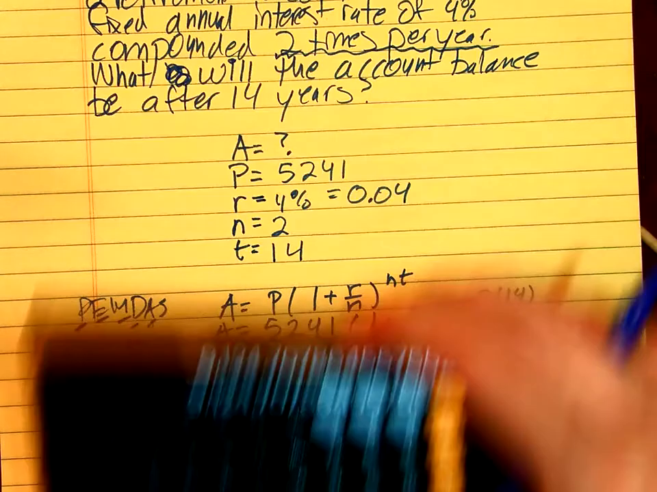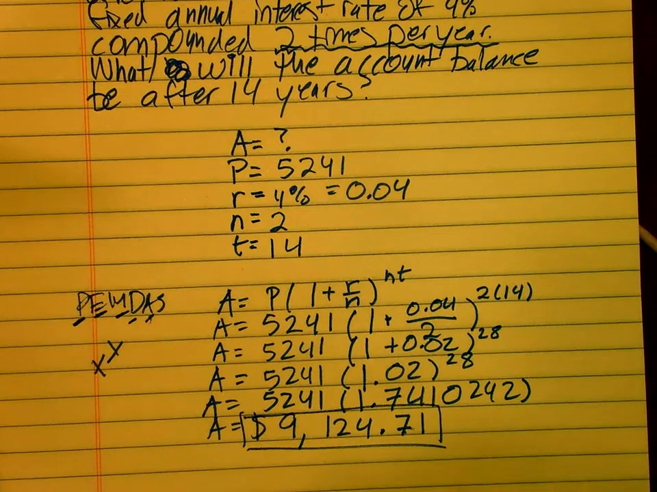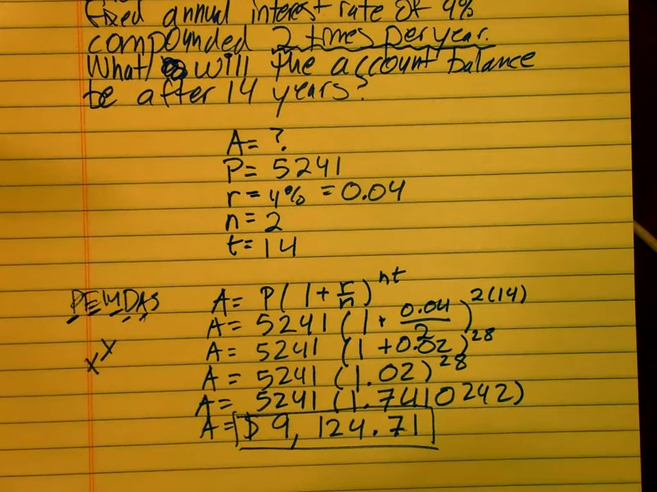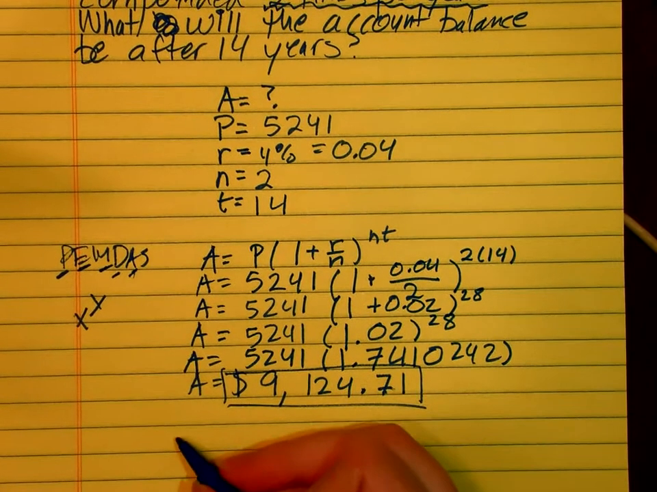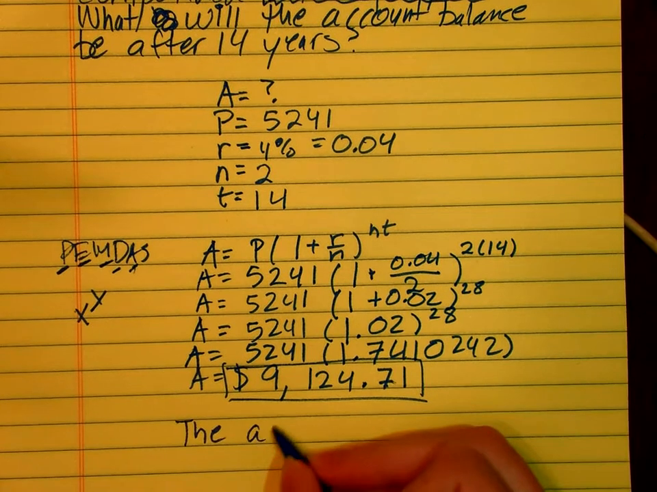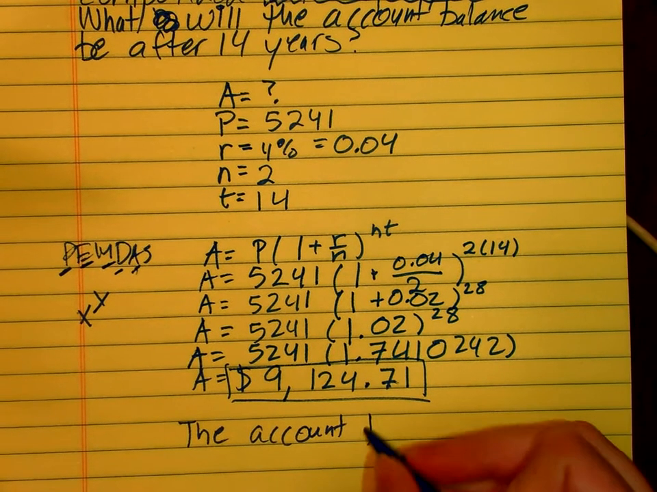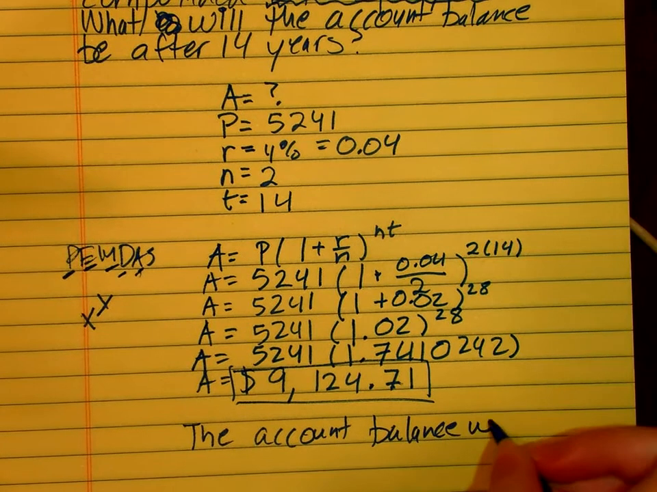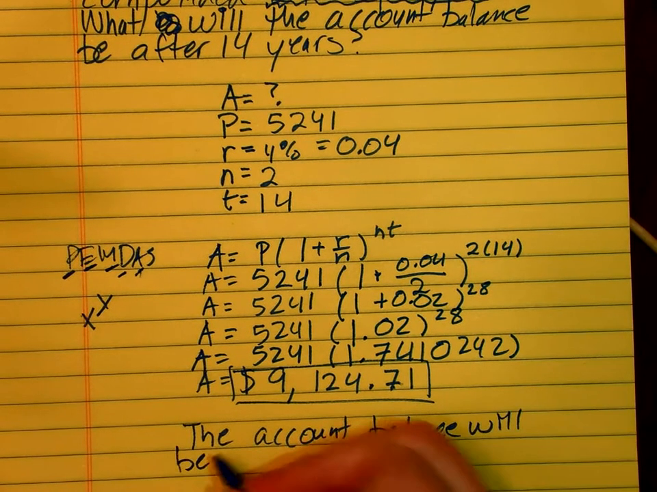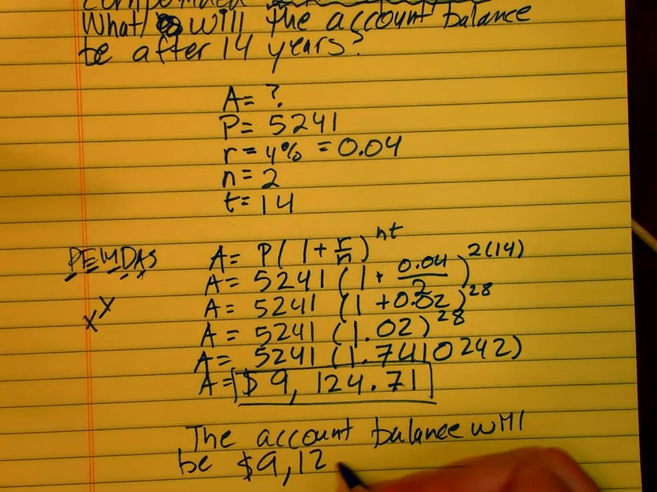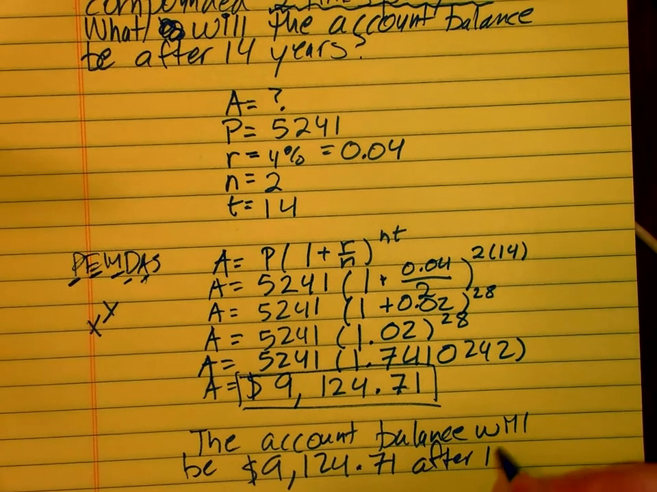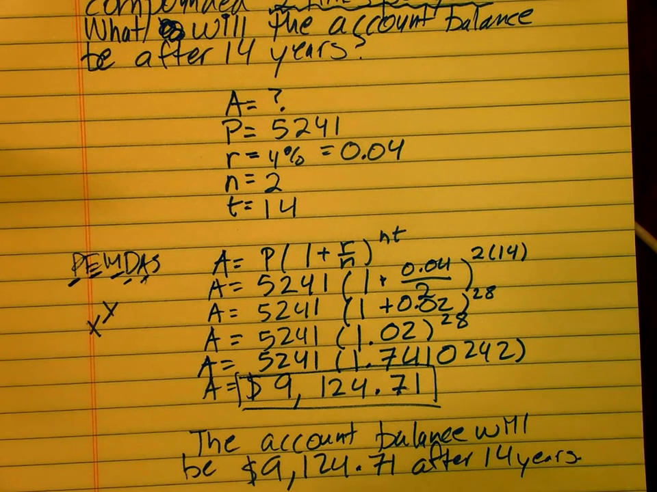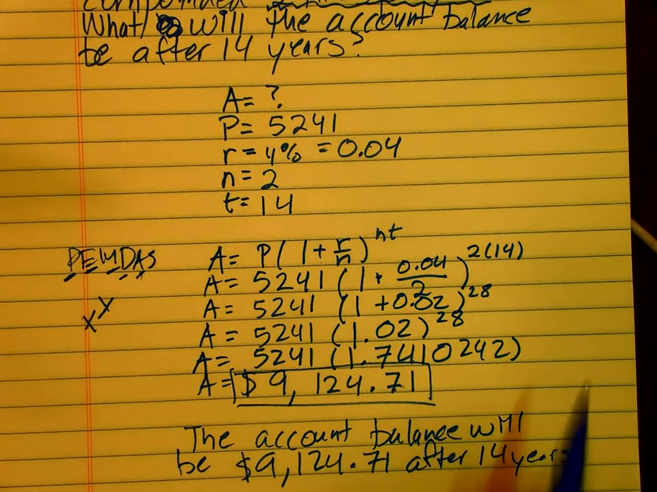So now we've got to put it back into the context of the problem, which again, flip around the last sentence. Go ahead and pause the video and see if you can make a sentence about the problem on your own. Welcome back. That is, the account balance will be $9,124.71 after 14 years.